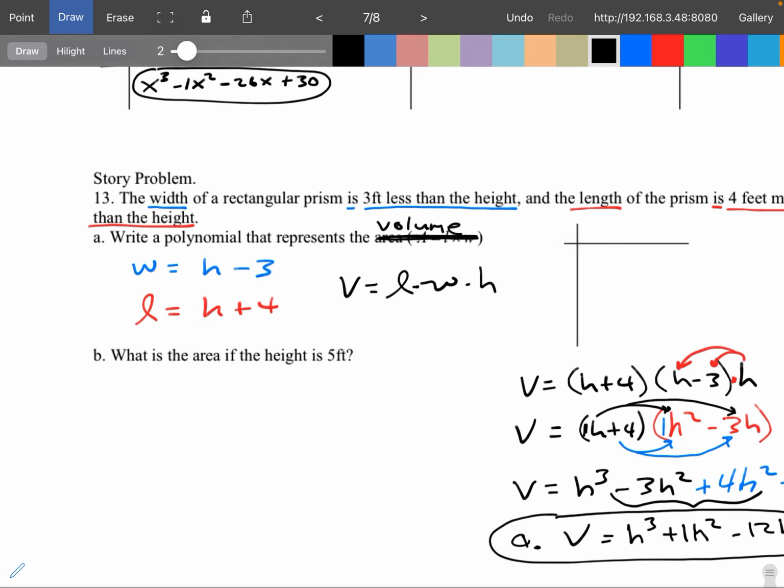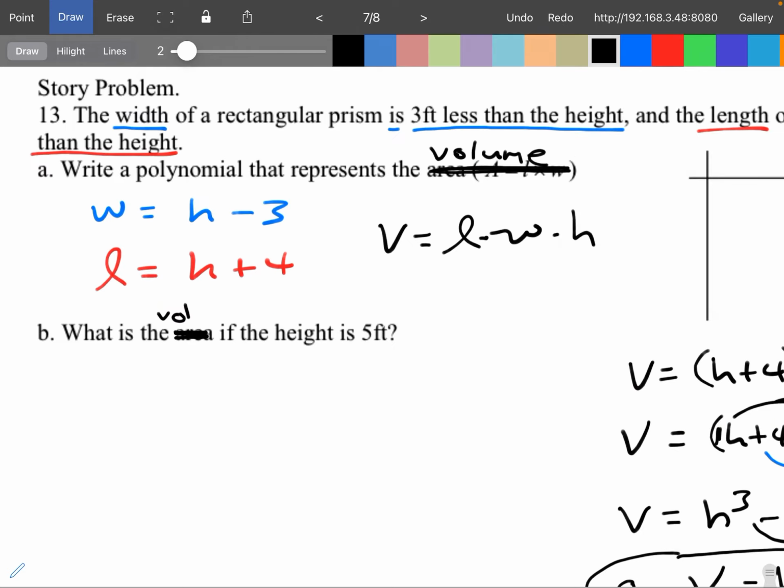And then in part B, it says, what is the area? Well, again, that's an error. That should say, what is the volume? So that should say volume right there. It's kind of illegible. Volume. So what is the volume if the height is 5? So the height is going to equal 5.